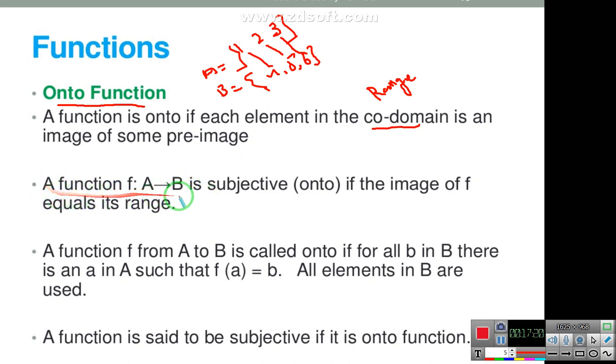Again you can see here a function f from A to B is surjective if the image of f equals its range. What does it mean? Range, it's the same. Again it comes to another definition, it will be more clear. A function f from A to B is called onto if for all b in B there is an a in A such that f of a equals b, so all elements in B are used. So a function is said to be surjective if it is an onto function. So keep this in mind. In examples you will better understand what an onto function is.